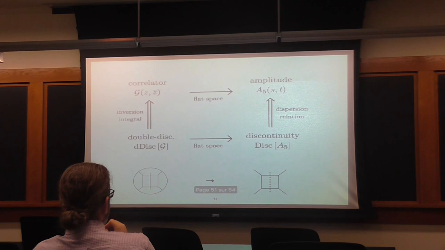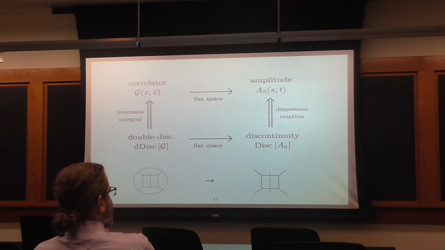So basically, the agreement can be summarized by this commutative diagram. On the CFT side, we start from this double discontinuity and reconstruct the full correlator from it. When we take this flat space limit, this kinematic limit where the cross ratio z goes to z bar, we match exactly the imaginary part computed from the Cutkosky rules and from the dispersion relation when we construct it from the amplitude. And the inversion integral really becomes the dispersion relation. So what we have is the CFT version of the bulk dispersion relation. So that's my last slide.